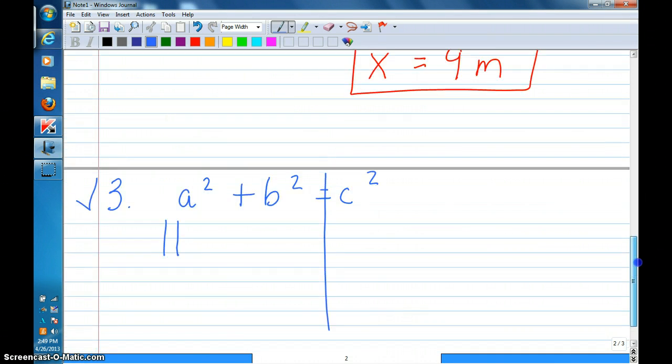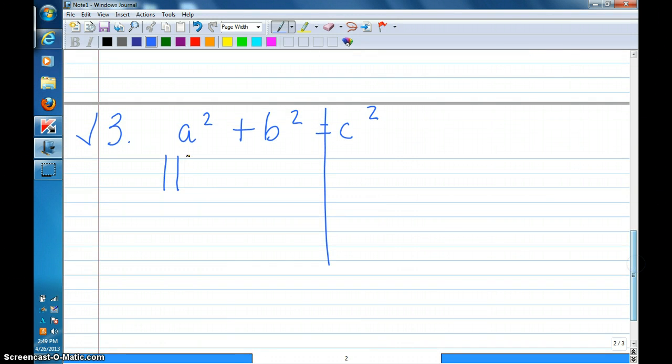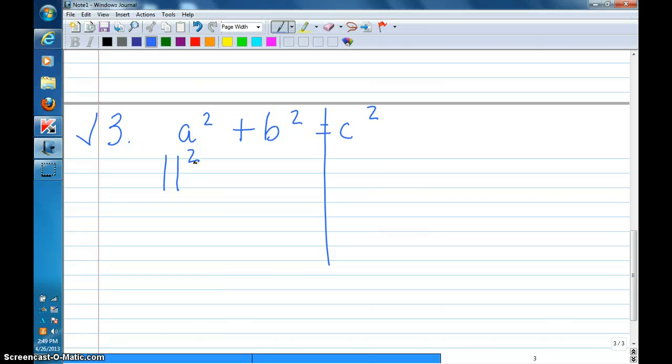Oops, it skipped down. Better erase that. It makes 11 squared. They also give us the rafter length, which is the same as the other rafter length, and it is the hypotenuse. So where we're going to plug in the rafter length is 14 feet for the hypotenuse. We're looking for the rise of the roof, and if you look at the picture, you can see the rise of the roof is also a leg. So now I can just solve like before.